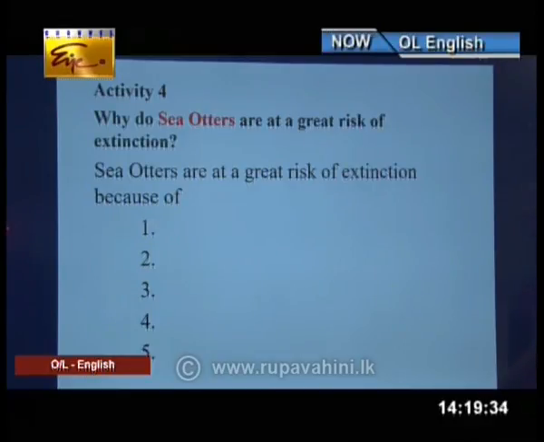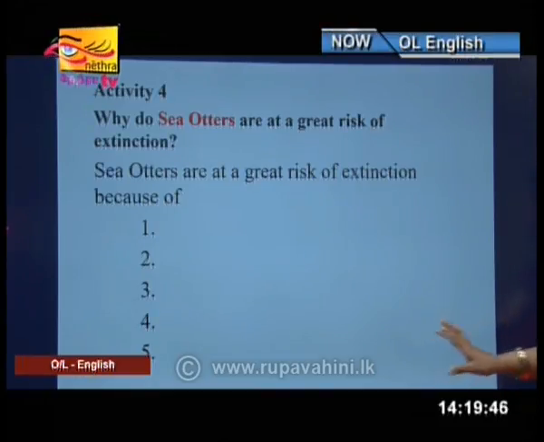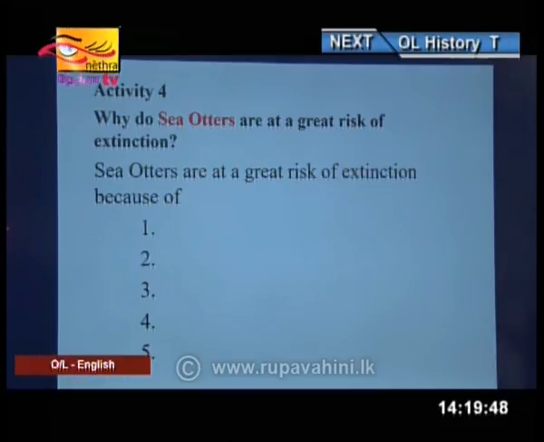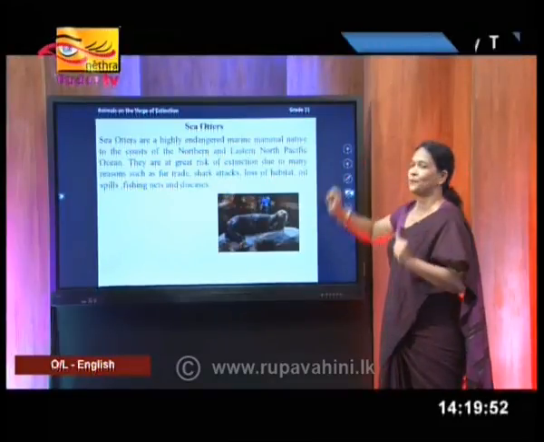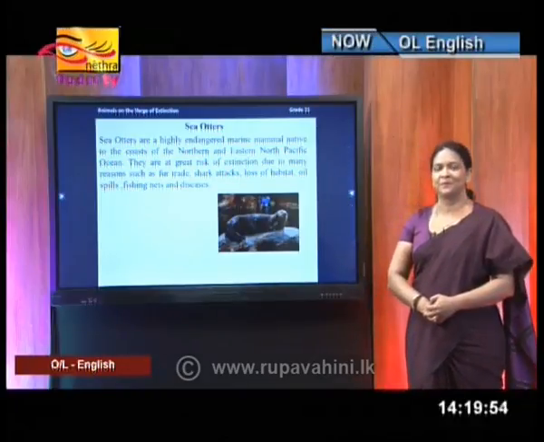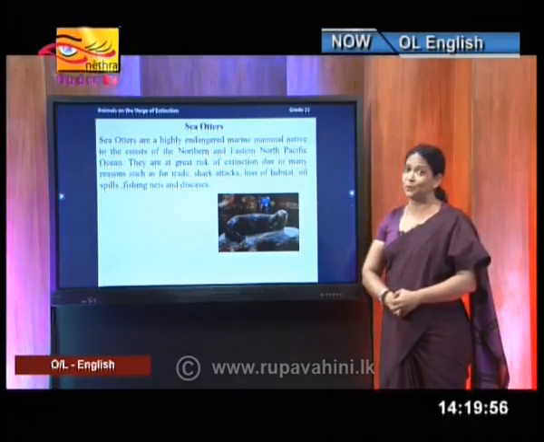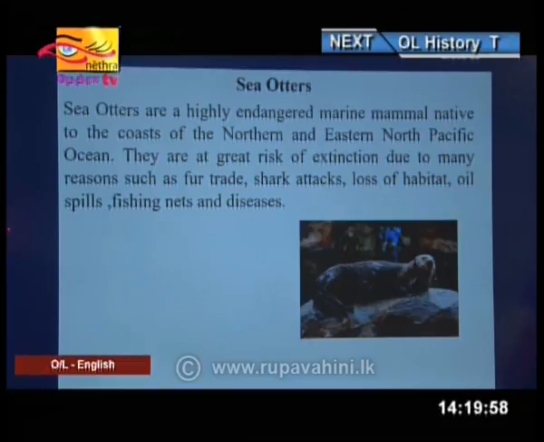Sea otters are at a great risk of extinction because of, right? So, you have to find out the reasons. How many reasons do you have to find out? I have given the number 5. So, all right, now here is the text for you. Just see whether you can find out the 5 reasons. It's a short, simple text. Can we check your answers?